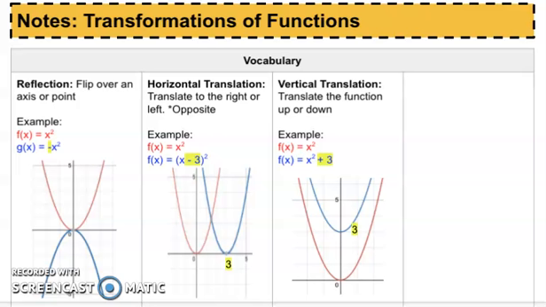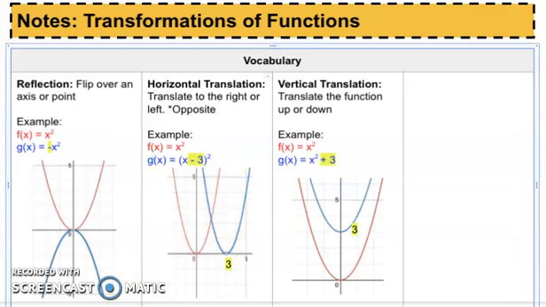The next translation or transformation that we're going to talk about is a vertical translation. This is when we translate the function up or down. For example, if we were moving the function x squared, that's our red line, and we moved it up 3 units, we would translate this by writing g(x) equals x squared plus 3. The plus 3, that's by itself at the end.